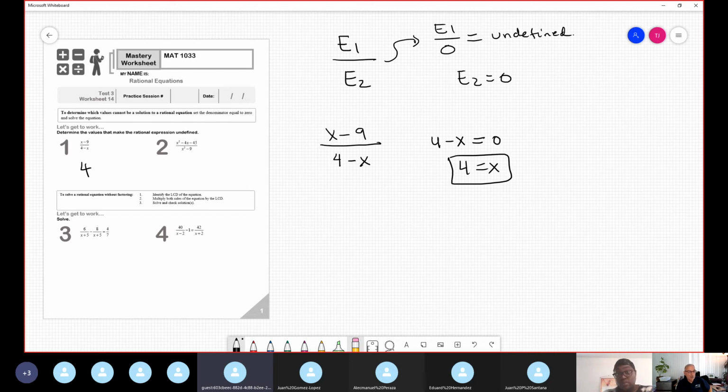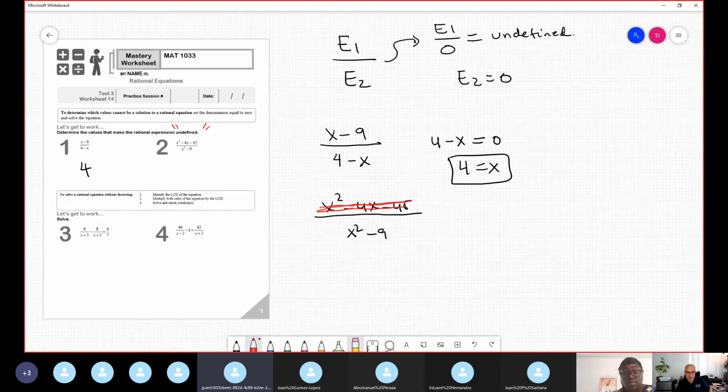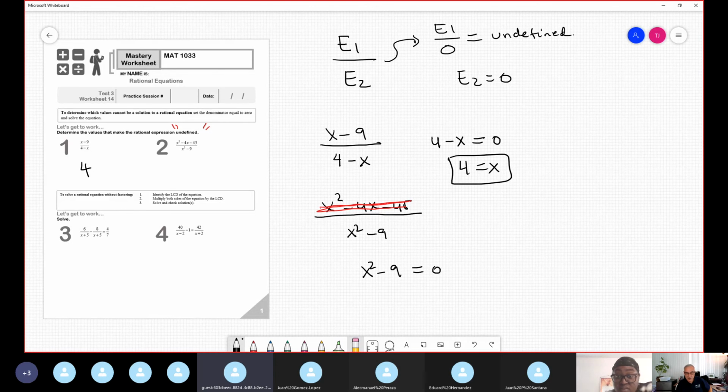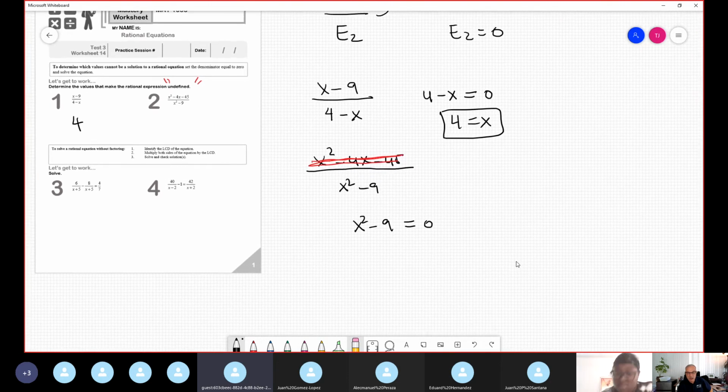Likewise, in the second example, it's a little bit more complicated. It's x squared minus 4x minus 45 divided by x squared minus 9. So you ignore totally the top part. It doesn't participate in this game to be undefined. The only possibility to be undefined is that the expression in the denominator is 0. So I enforce it: x squared minus 9 equal to 0. Oh, but this is a quadratic equation, and example 1 was a linear equation.